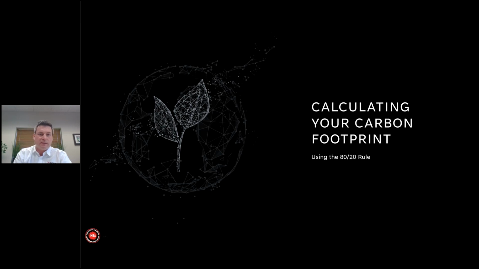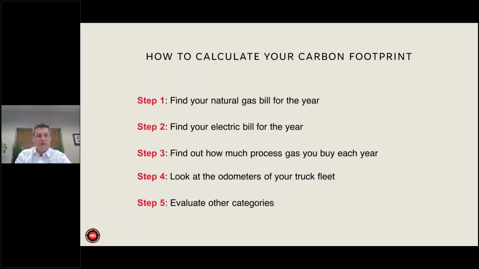So I've set this up into five steps. And most of these steps, I believe, are for a company whose thermal process is the predominant source of their carbon footprint. If you're just an office building, this is probably not the right way of doing it because there's probably other things that are more important. But if your primary emissions are from a thermal process, this is how I would do it. I use the 80-20 rule, Pareto's principle, whatever you want to call it. This is what I would do.